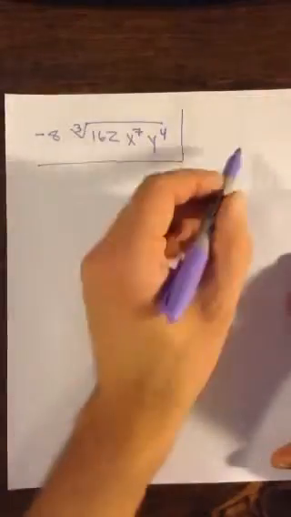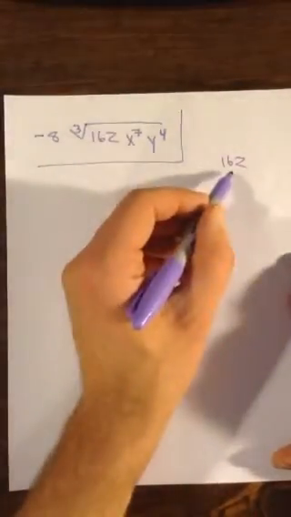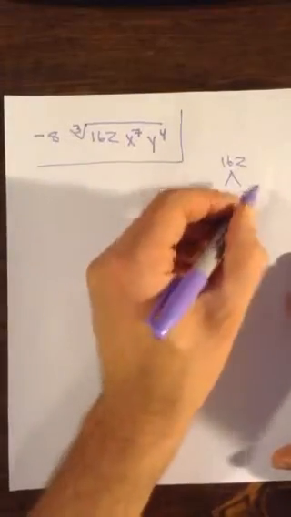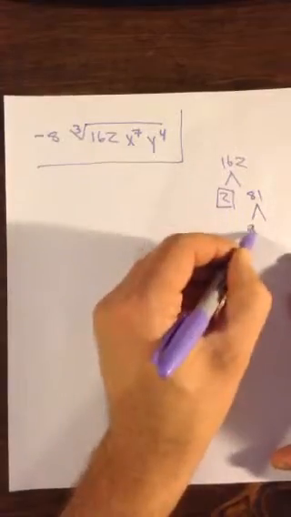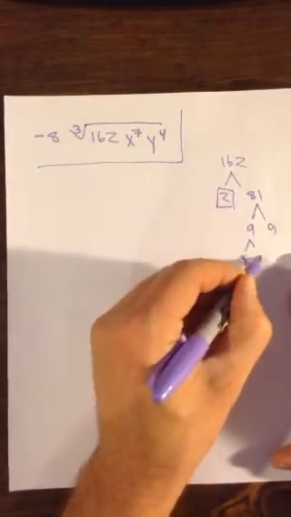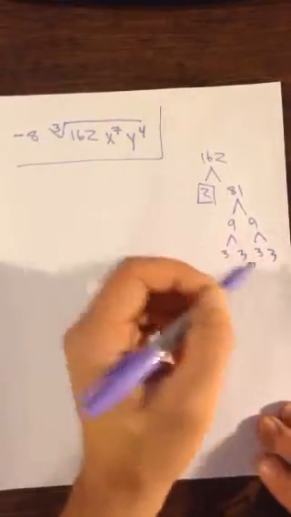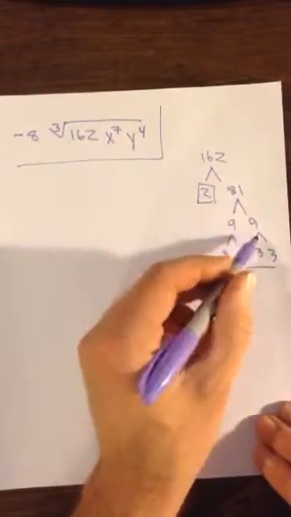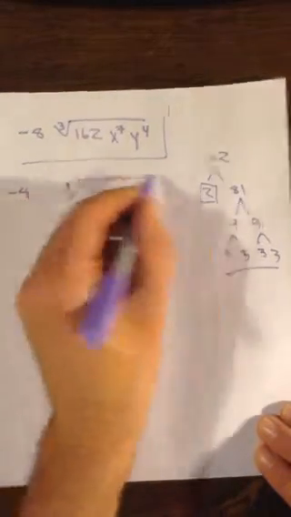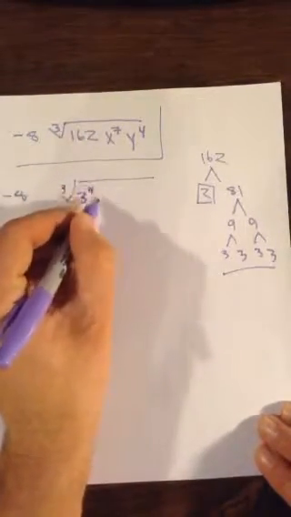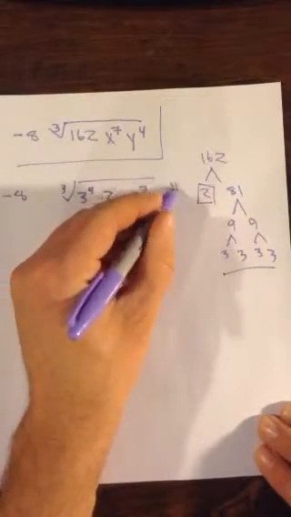Okay, that's the original. So 162, and I start breaking it apart. Oh, I guess I could do what? 2 times 81? Well, that's not bad. And then that is 9 times 9, and that is 3 times 3. I want to run out of room here, and I get 3. So this problem looks like it's 3 to the fourth times 2. So I'm going to rewrite it carefully. Cube root, and I get 3 to the fourth times 2, x to the seventh, y to the fourth.